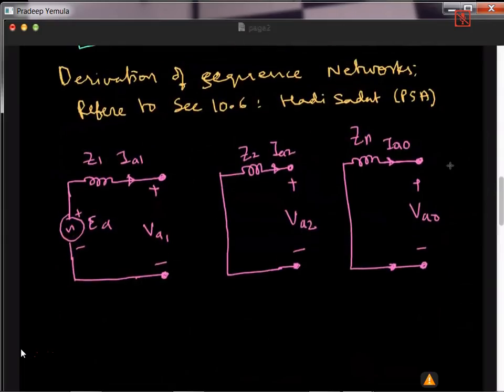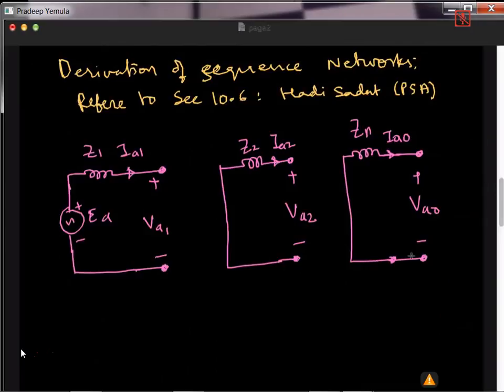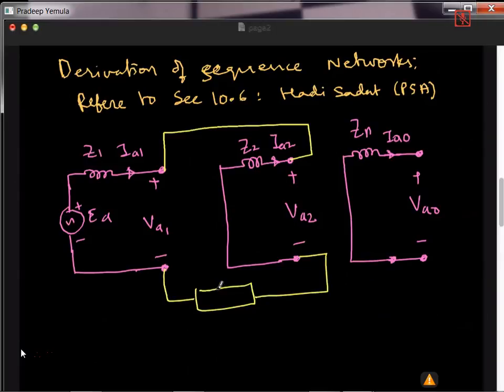So what are the sequence networks is like this. Whenever there is a line to line fault, the ground is not involved because there is no G. Ground is not involved, and the zero sequence network will not play any role. So this is simply disconnected. Now what is connected is this. So this line is connected to this, and this line is connected to this. That's all. In between there is a fault impedance, Z fault. This is the line to line circuit.